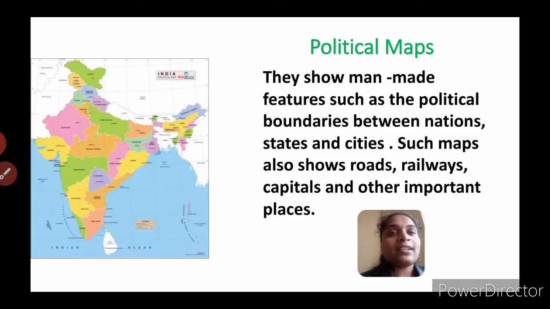In these political maps, we are going to learn the states. You can see the states in different colors, and they have their different boundaries. By looking at their boundaries, you can understand this is the state of Maharashtra, Gujarat, Andhra, Kerala, Karnataka, etc. By this only we can understand the important places. There you can see the roads, railways, capitals, etc.